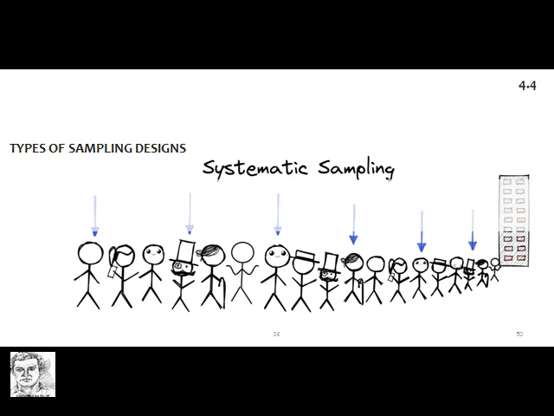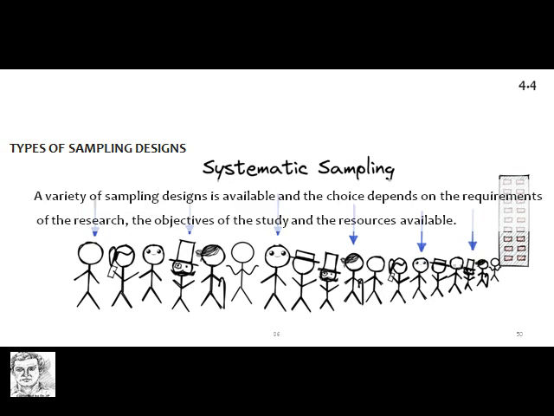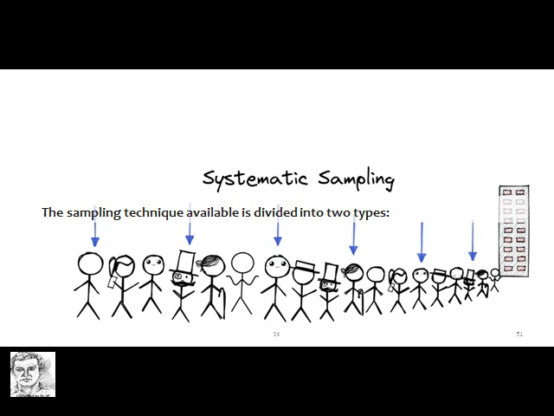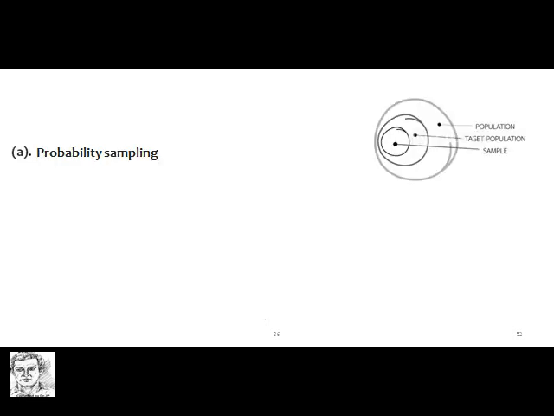Types of sampling designs. A variety of sampling designs is available, and the choice depends on the requirements of the research, the objectives of the study, and the resources available. The sampling technique available is divided into two types.